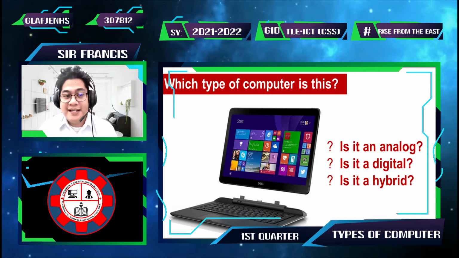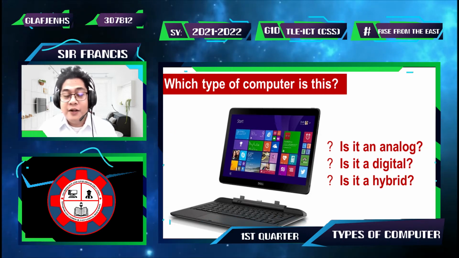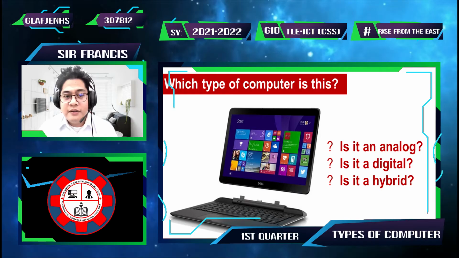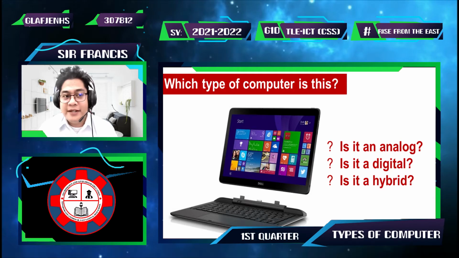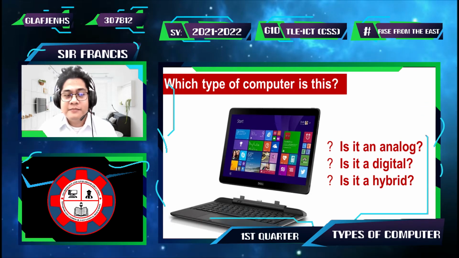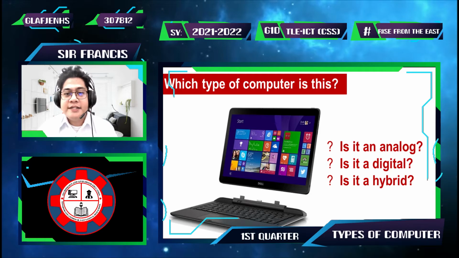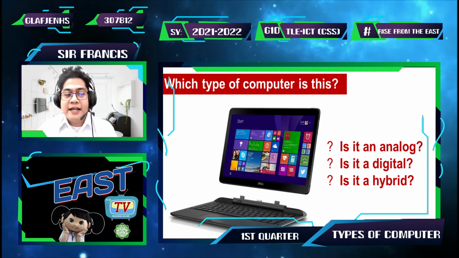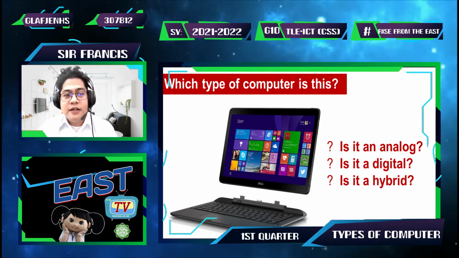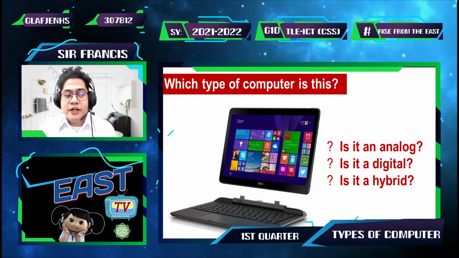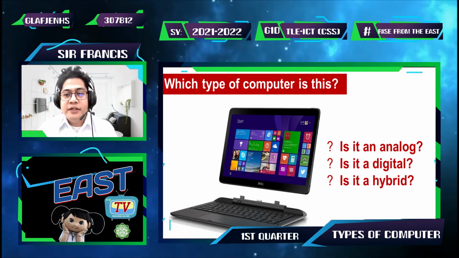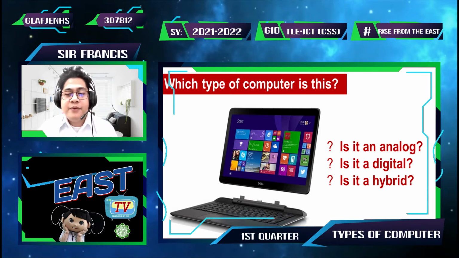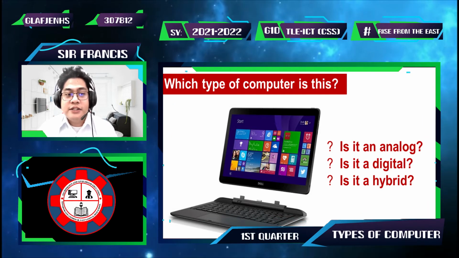Which type of computer is this? Is it an analog? Is it digital? Or is it a hybrid? If your answer is hybrid, then you are correct. This device is a combination of analog and digital. It is an analog because of the buttons or keys on the keyboard, and it can perform digital procedures when it is detached and turned into a tablet, meaning it can perform the functions of an analog and digital computer.